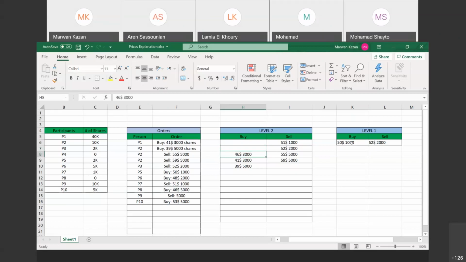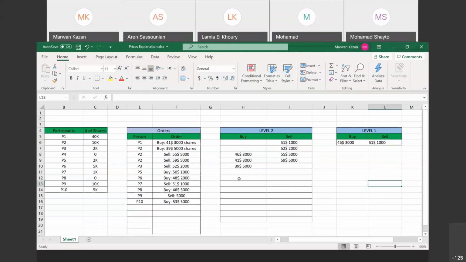Okay, and now the level 1 will be updated. It's gonna be $46, 3,000 over here, and it's gonna be 51, 1,000 here. Okay? It updates to show you the best price to buy or to sell. Now see guys, here the selling made the price drop from 50 to 46. So what do we conclude? We conclude that selling will actually make the price go down.